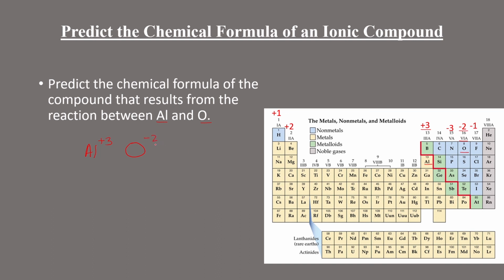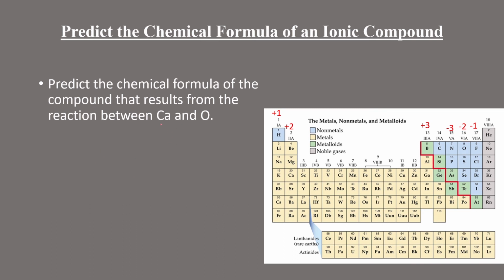And then we are going to do the crisscross of these numbers, right? We will move these numbers here at the subscript, and we will leave the charges, positive and negative. We are not going to do anything with that. So when we move this number here, we have Al2O3. So this will be the formula between aluminum and oxygen.